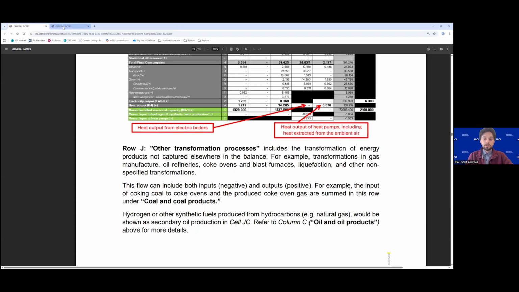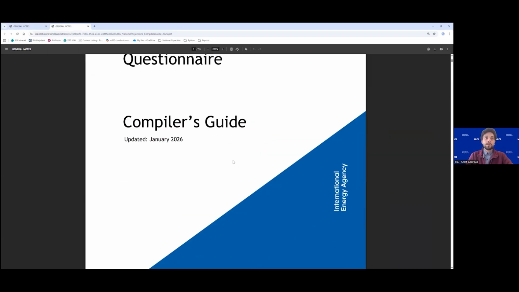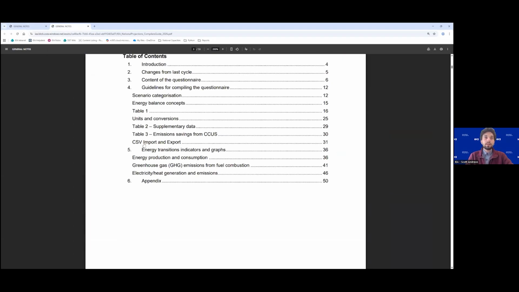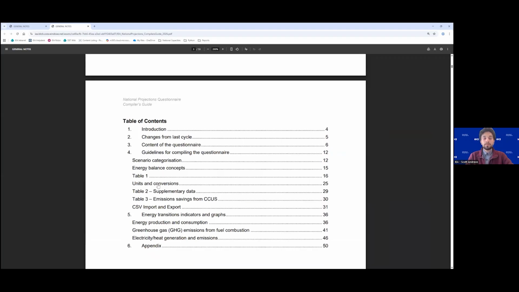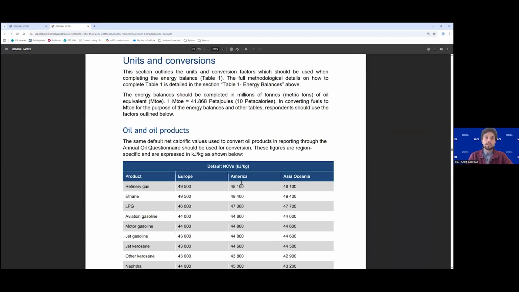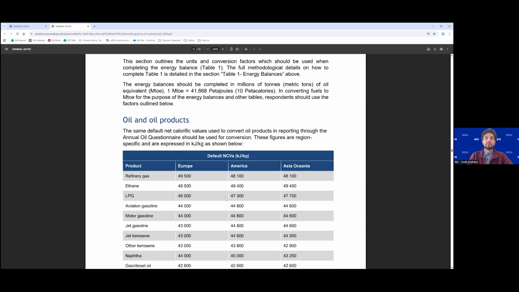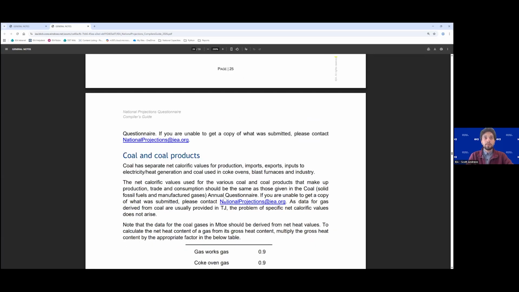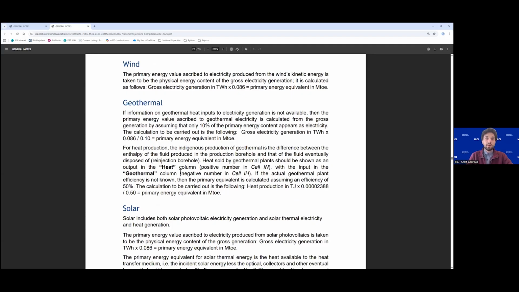I'm actually going to use a new tab here. So if I scroll down from the beginning, and here I'm going to want to go to the units and conversion tab, which explains this concept in a bit more detail. So here you'll find some stuff about default calorific values and such for different products. But what I'm interested in, if I scroll down, okay, let's just take, I passed nuclear, but let's just take geothermal here as an example.